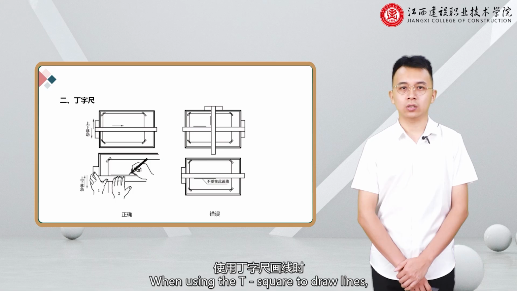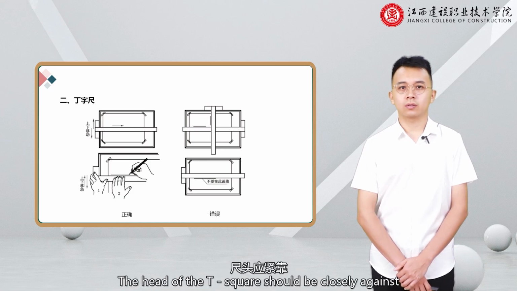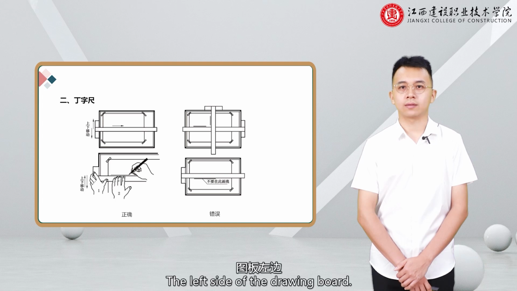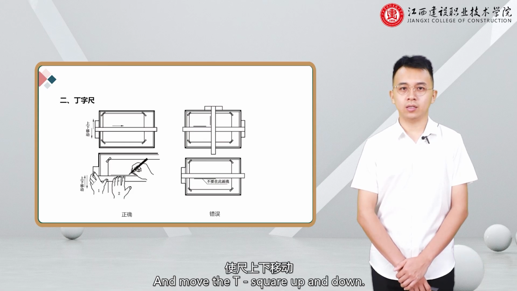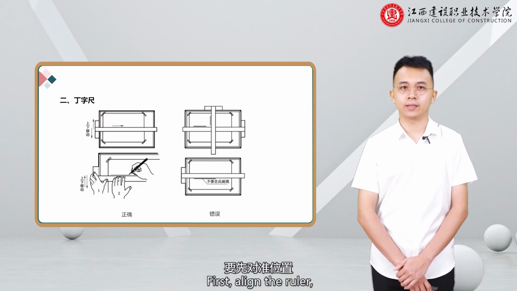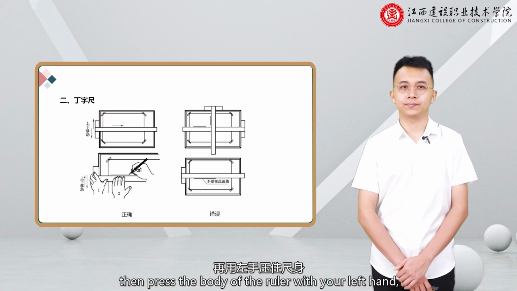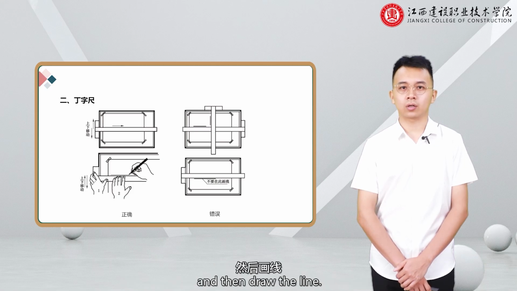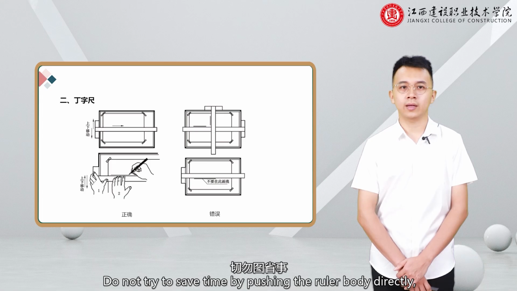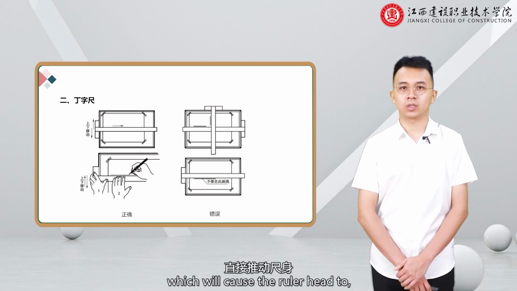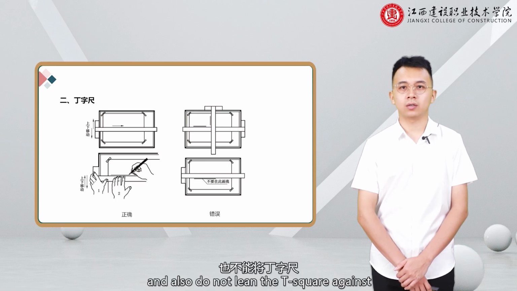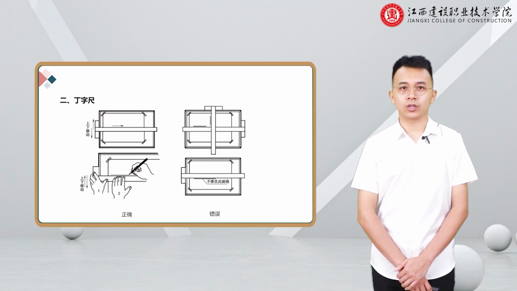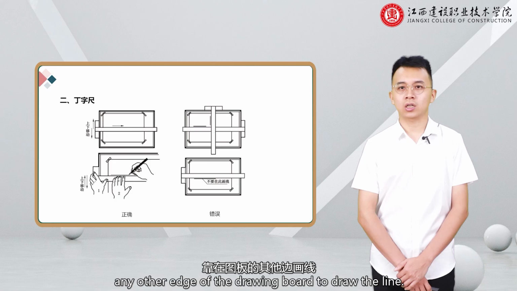When using the T-square to draw lines, the head of the T-square should be closely against the left side of the drawing board. Support the head of the T-square with the left hand and move the T-square up and down. First, align the ruler. Then press the body of the ruler with your left hand, and then draw the line. Do not try to save time by pushing the ruler body directly, which will cause the ruler head to slip off the working edge of the drawing board. And also do not lean the T-square against any other edge of the drawing board to draw the line.